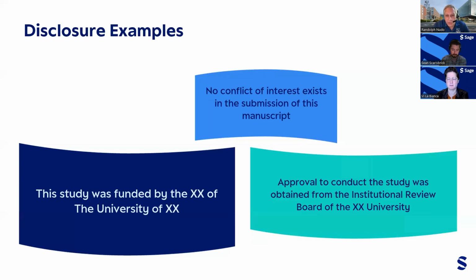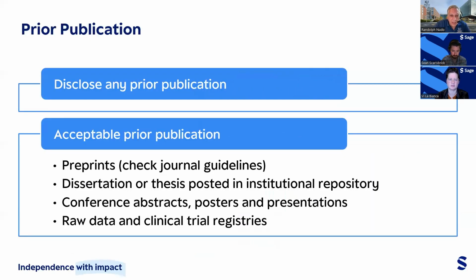Many journals will require that you have ethical statements and approvals, such as approval to conduct the study was obtained from the Institutional Review Board of X University. And with regard to prior publication, SAGE follows the COPE, the Committee on Publication Ethics guidelines, in addressing potential redundant publications. And as editors, we deal with this periodically.